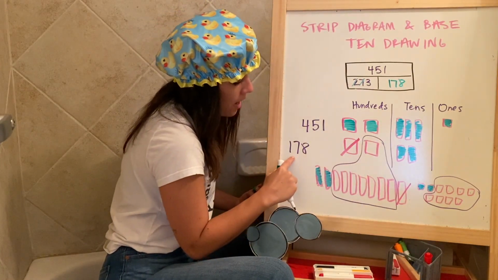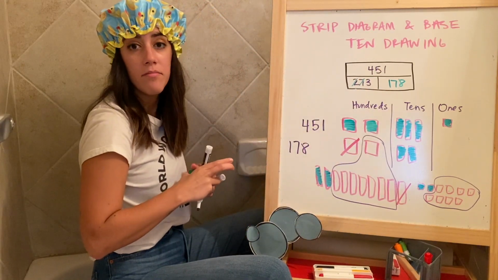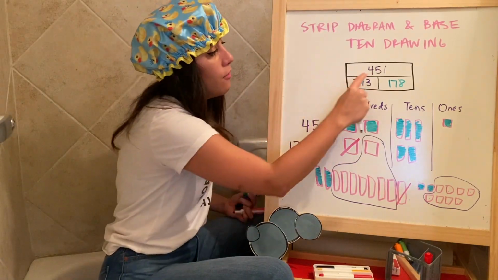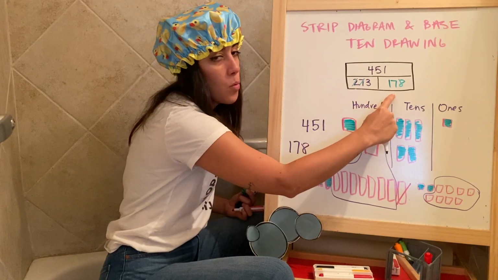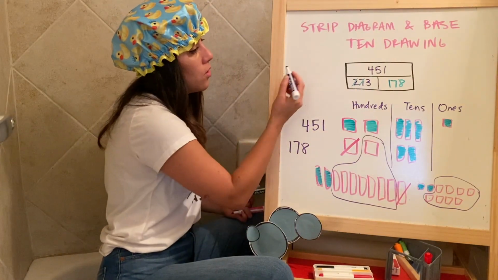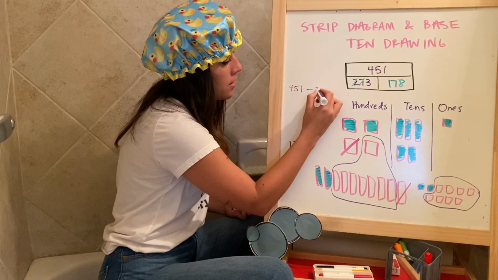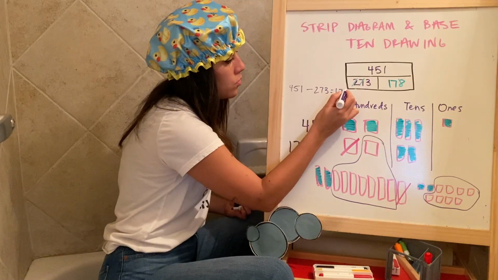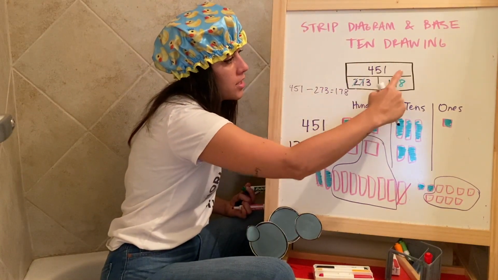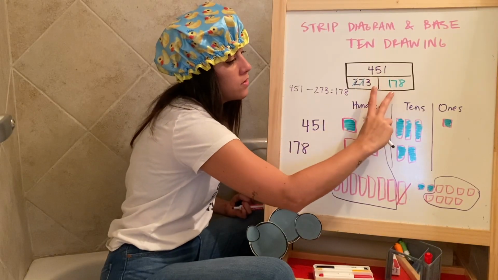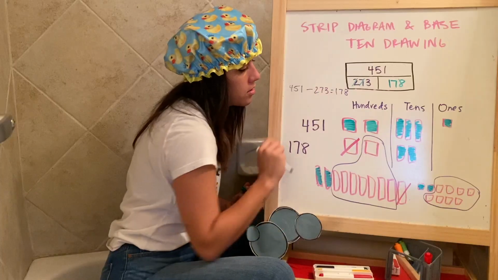I have now added up whatever was left to give me that number to find my answer, right? So 451 minus 273 equals 178. If you want to write that out horizontally, 451 minus 273 equals 178. This is how I would represent it in my strip diagram. 451 equals, if I were to add these 2 numbers up, these 2 numbers equal the number on top.